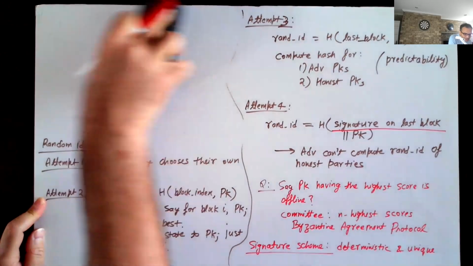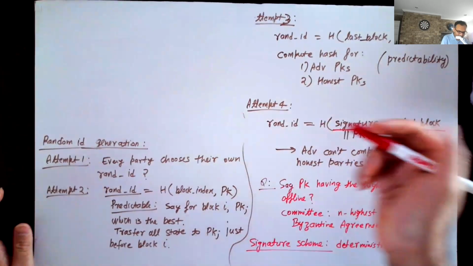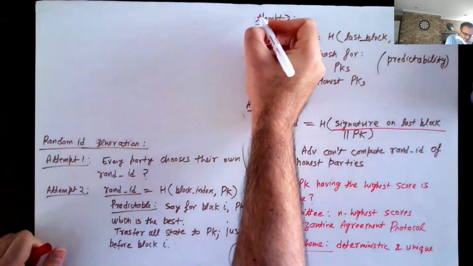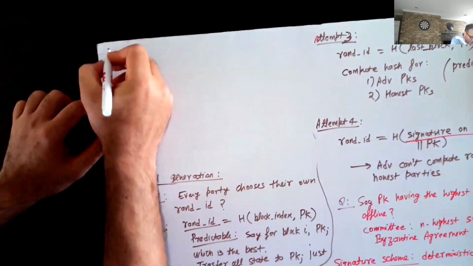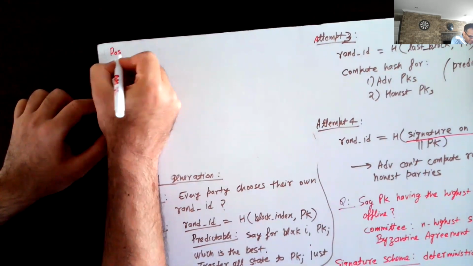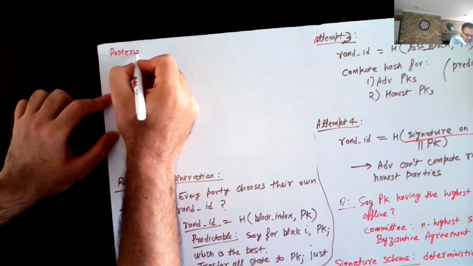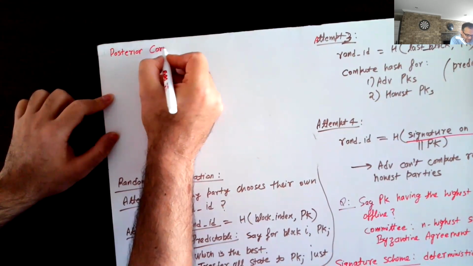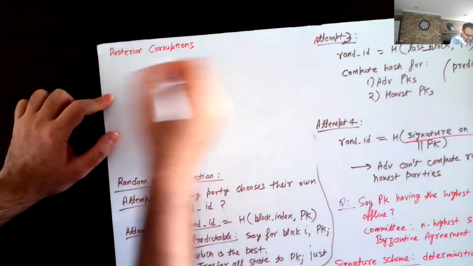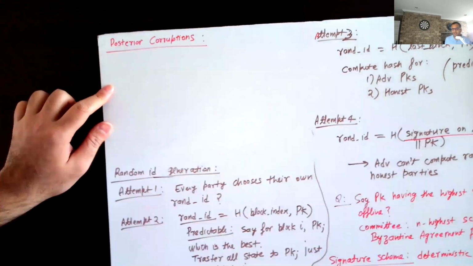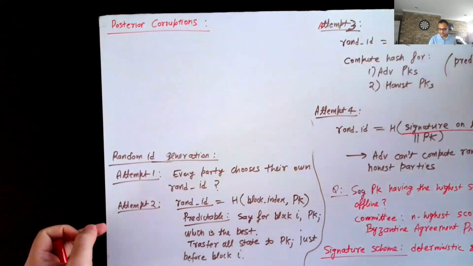There's another issue which you need to be careful about in proof of stake, and this is known as posterior corruptions. It doesn't happen in proof of work, and it's a very tricky problem to deal with.